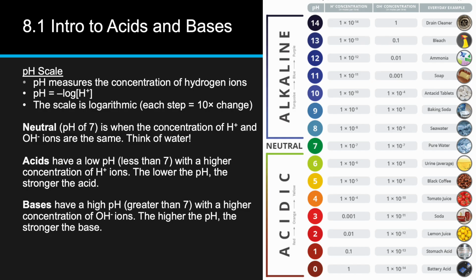And then with our bases, those are going to have a higher pH greater than 7 with a higher concentration of OH minus ions. Remember, the higher the pH, the stronger the base. So if we're looking at a base with a pH of 13 versus a base with a pH of 10, that pH 13 is going to be much stronger of a base than the other.